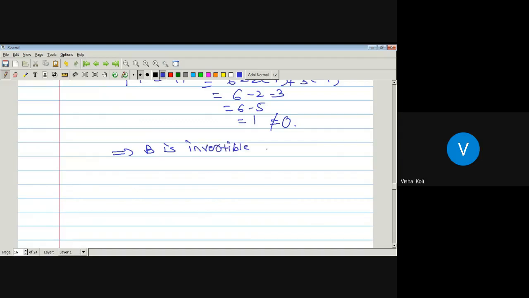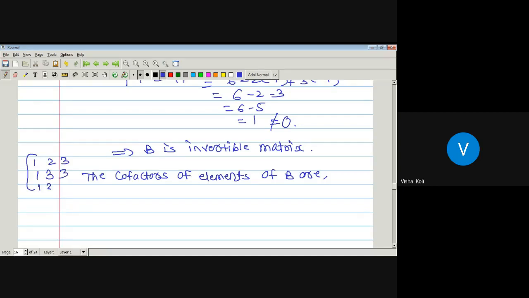Now we have to find the inverse matrix. Then we have to find its adjoint, and adjoint is obtained by finding its cofactors. So the cofactors of the elements of a matrix B are... Now, what is matrix B? Here we write 1, 2, 3, 1, 3, 3, and 1, 2, 4.